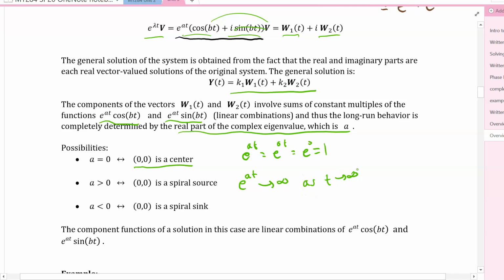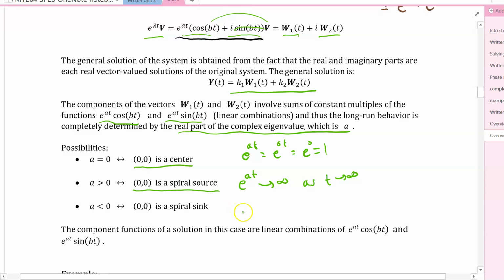All right, and in that case, multiplying those by the sines and the cosines is going to make our graph spiral away from the origin as t gets bigger, and spiral towards the origin as t goes to negative infinity. So in this case, the only equilibrium solution is the origin, and we would say the origin's a spiral source.